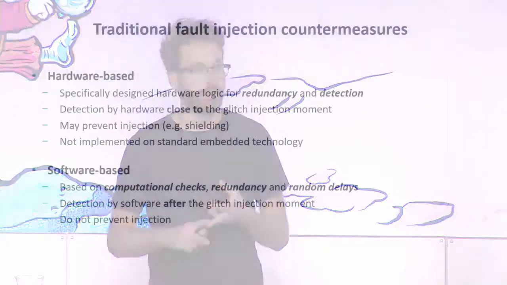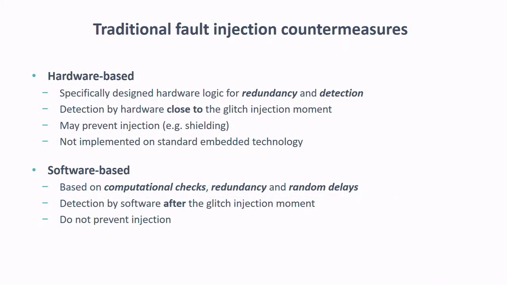And also, it may be possible to actually prevent the injection as a whole. For example, if you want to shoot with a laser on a chip and you cover this with a shield, it's not possible anymore. However, we must realize that the standard embedded technology of today, so that is all the chips that you find in your phone, in most STBs and other equipment, will not have these features implemented. And whether that is because it's expensive or very difficult to do, we do not know exactly. So most of the things we're talking about are not prevented using hardware-based countermeasures.